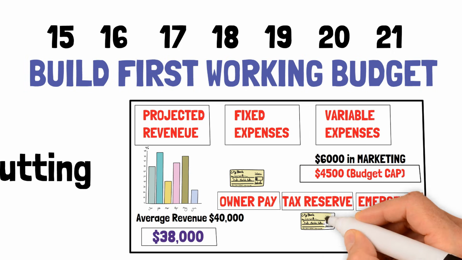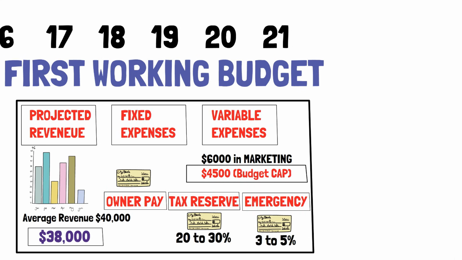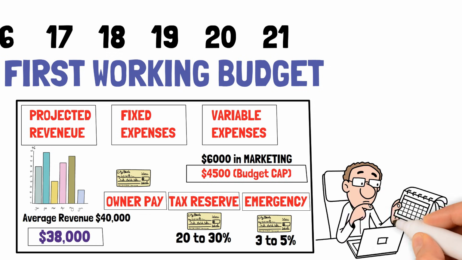Taxes should be estimated and set aside monthly, often 20 to 30% of net profit depending on your structure and country. The emergency fund should receive a fixed percentage allocation, even if small at first, such as 3 to 5% of revenue. This protects you from slow months, equipment breakdowns, or unexpected costs.